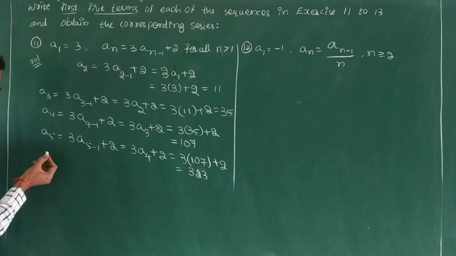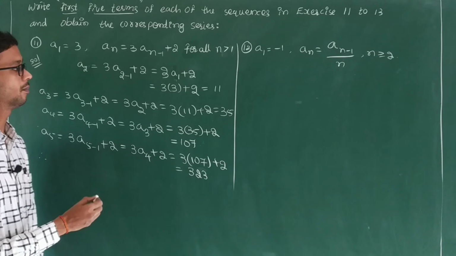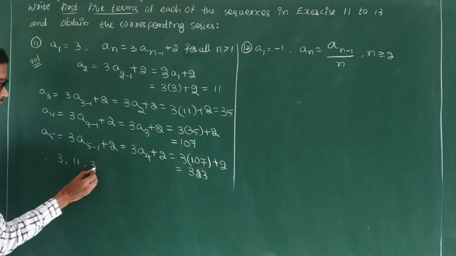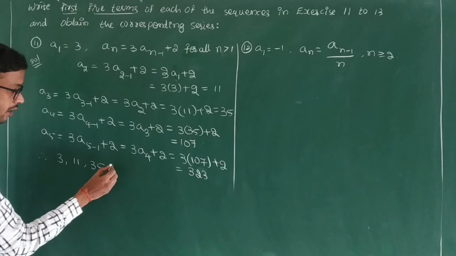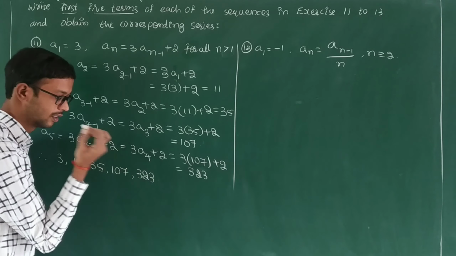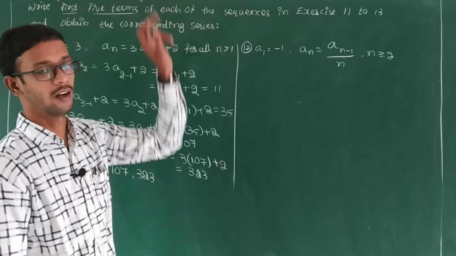323. So the required 5 terms are: first one is 3, second one 11, 35, 107, and 323. These are the first 5 terms.